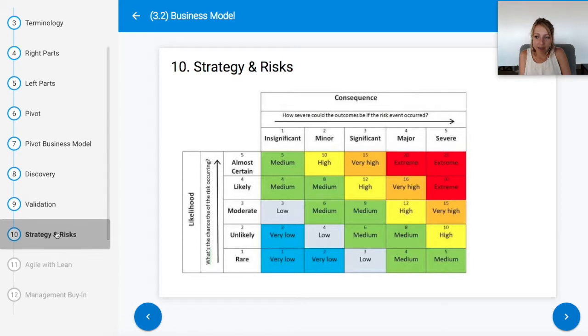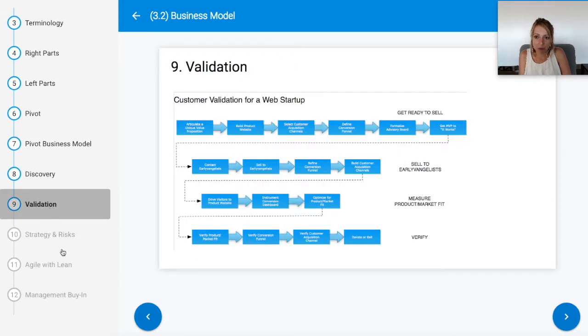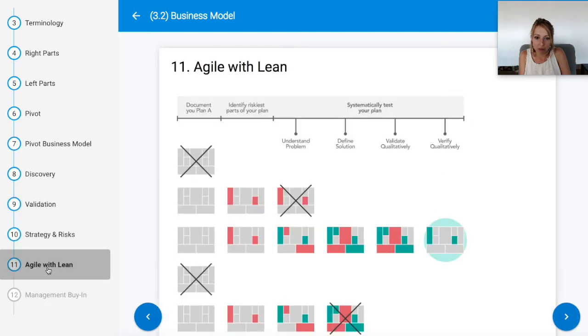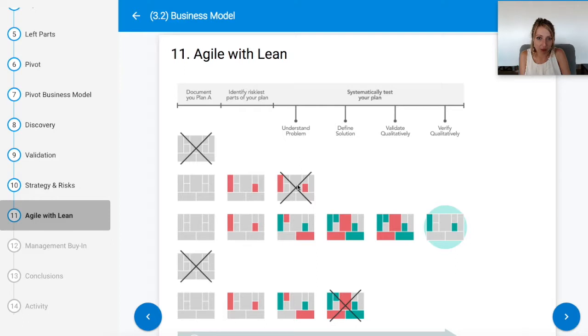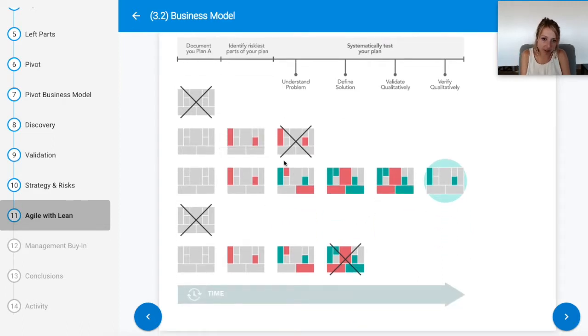Then if we talk about the agile problem, the agile methodology, as I told you before, it's always like you have to document, identify, understand the problem, define the solution, validate, verify. And that's how we can continue. The red bars are the ones that we cannot validate until we have all things validated in a period of time.